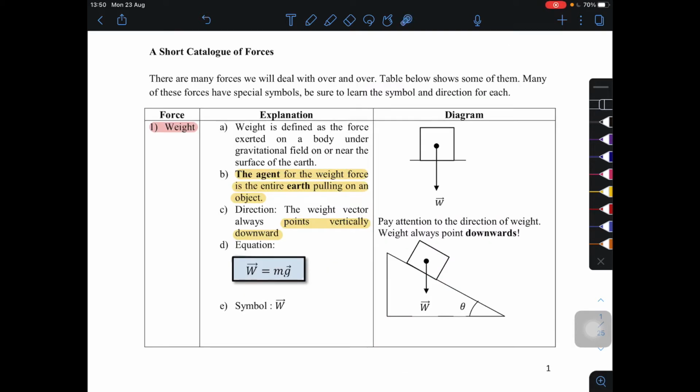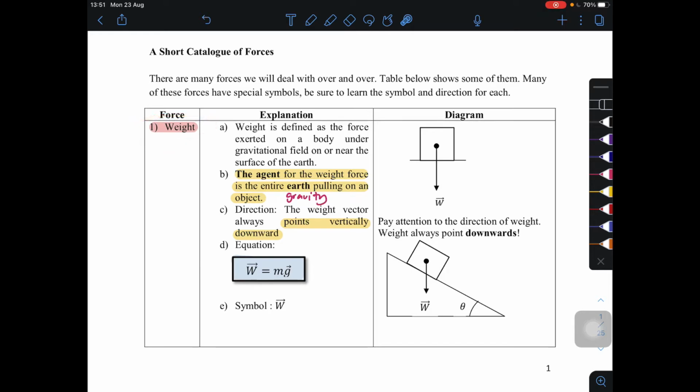Okay, now we will look at the explanation for each force. First one, we have weight force. So weight force, okay, wajib ada dekat setiap objek. Why? Because the agent for this weight force is the earth or the gravity. Okay, so as we know that every object on the earth is under the influence of gravity. So that's why, okay, setiap objek akan ada weight force.